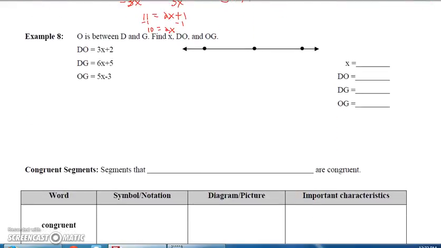Alright? So now I want you to do the same thing. I want you to pause it and do example 8 the whole way through, and then I'll have all the answers up for you. Pause now.